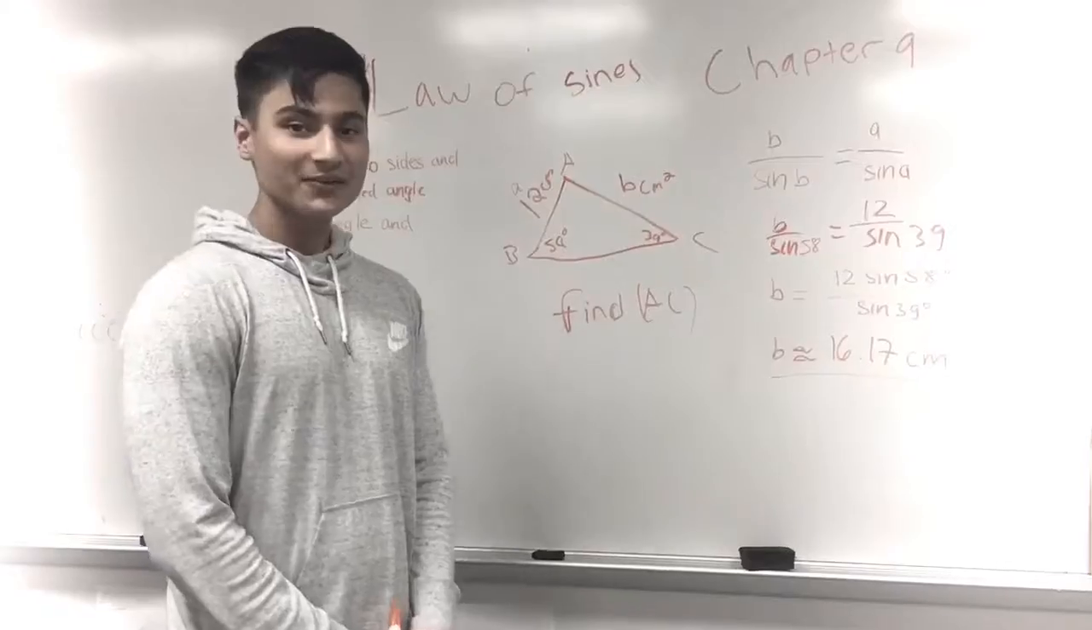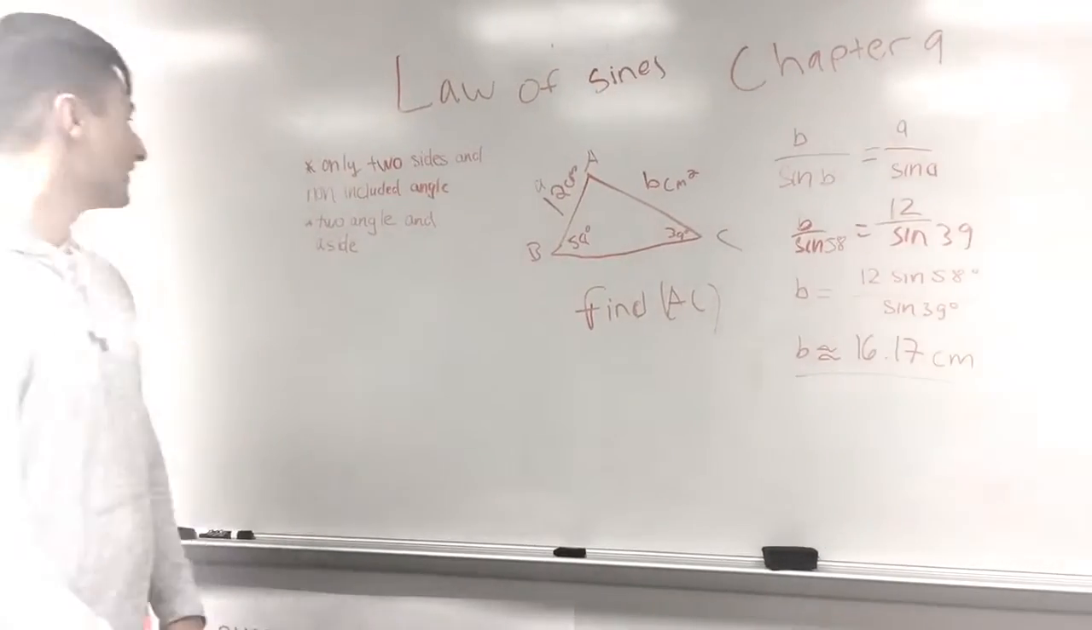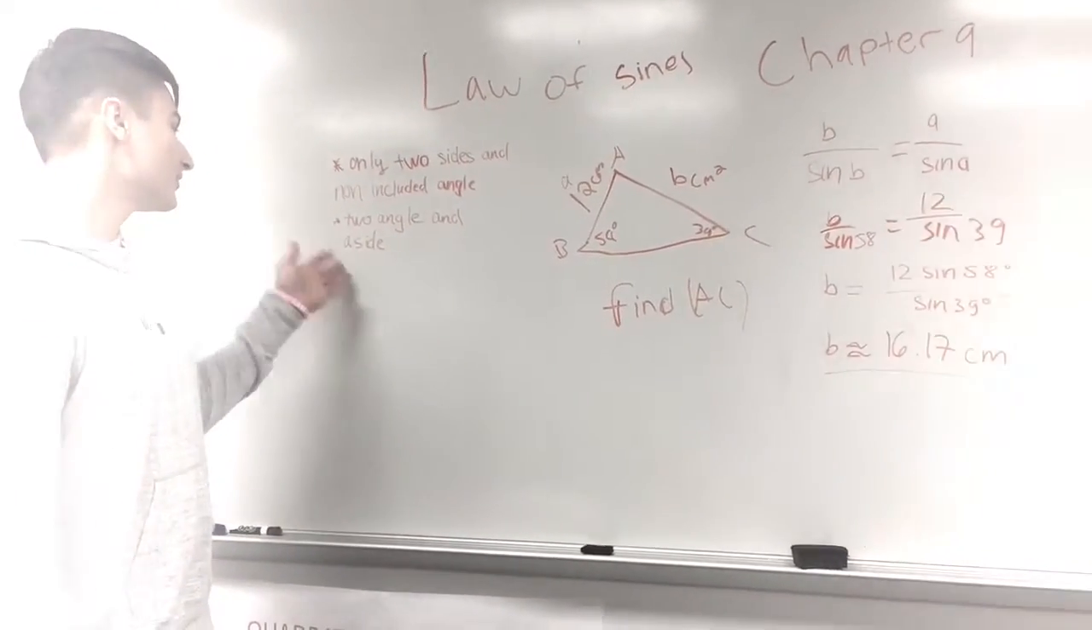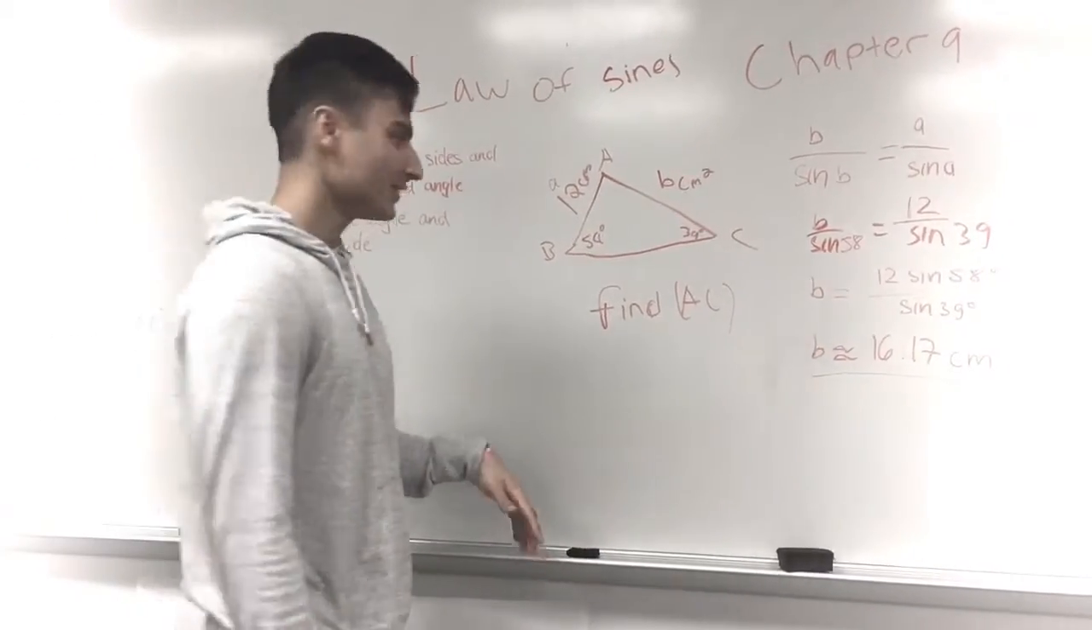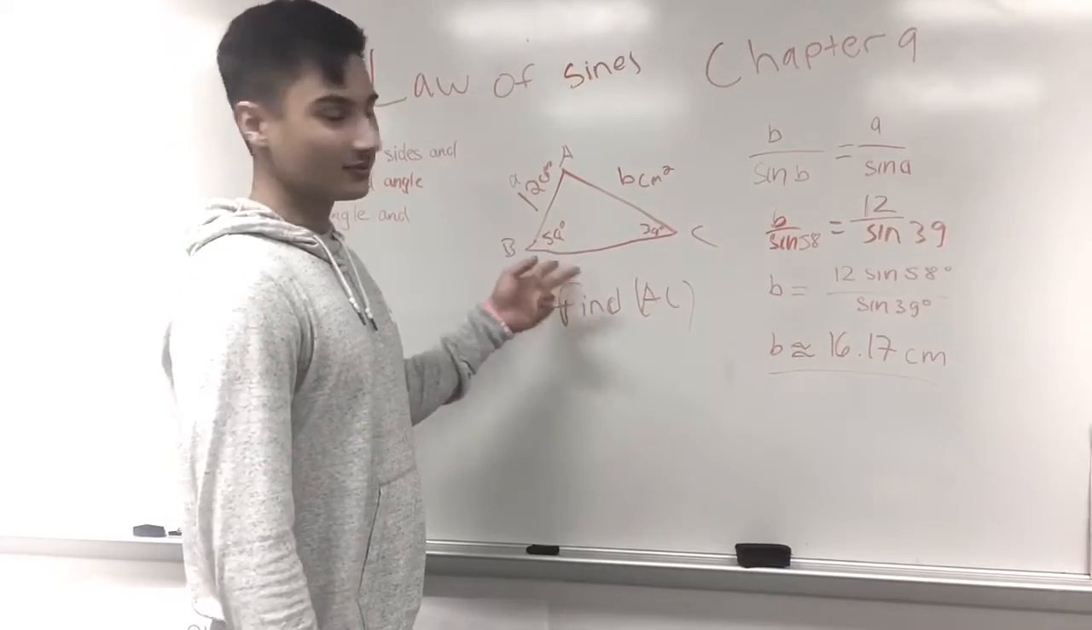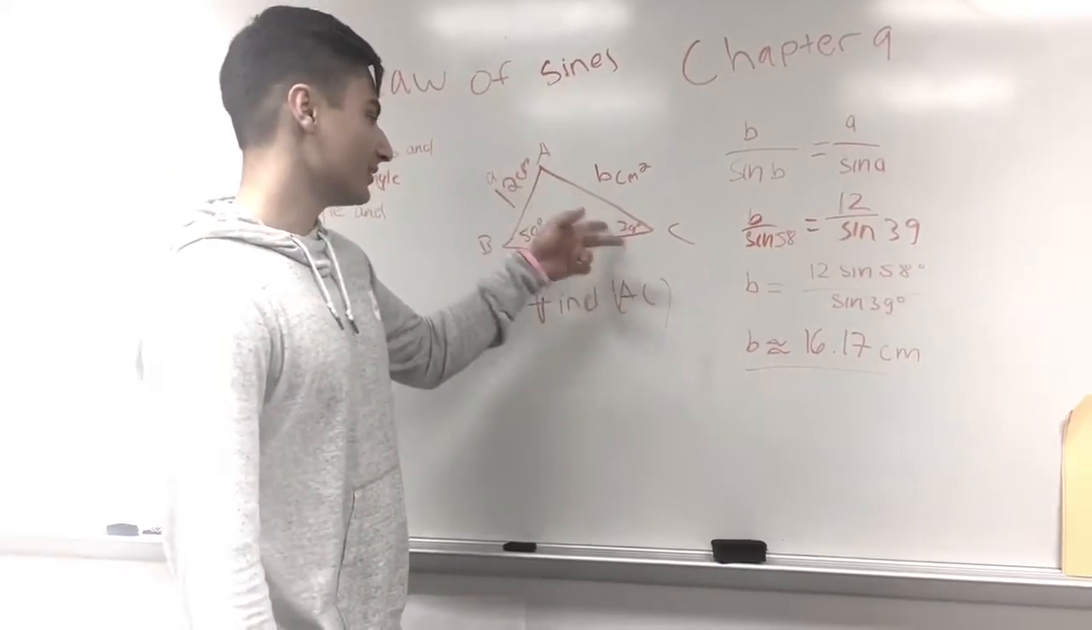Now on to law of sines. So remember, you can only use law of sines if you have two sides and a non-included angle, or two angles and a side that are known. In this case right here, we have two angles and a side that is known. So we're looking for side AC.